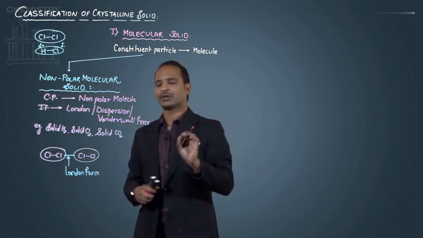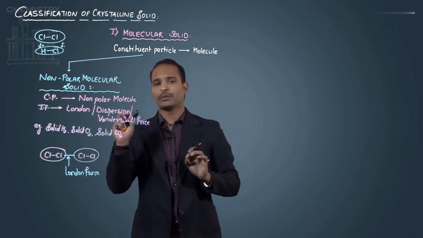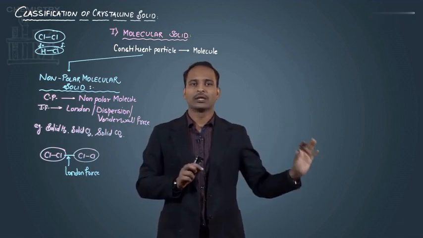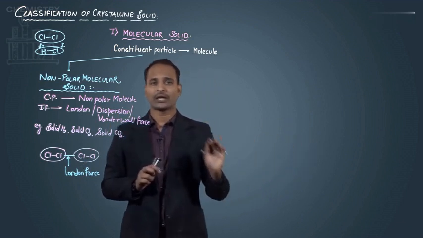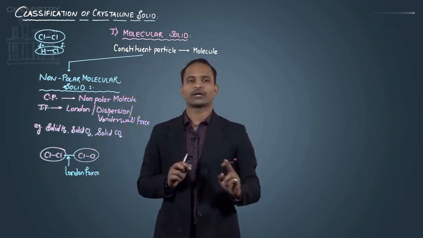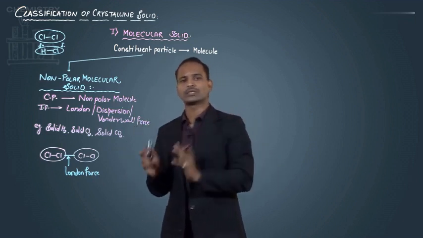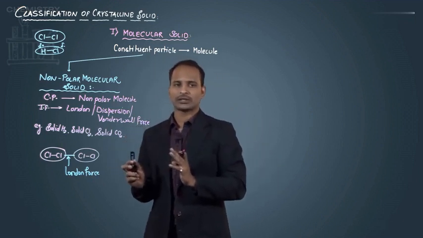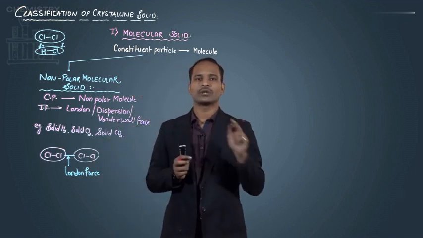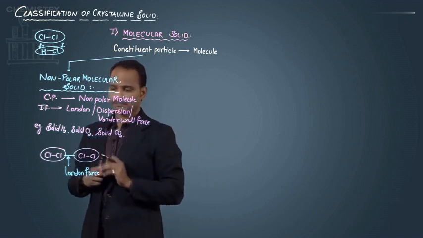But at the same time, I will say the van der Waals force of attraction becomes a stronger force of attraction as the size goes on increasing. Because in the case of iodine solid, which is again an example of a molecular solid, the van der Waals force of attraction becomes so strong that it holds the molecules in a solid state. The reason it becomes very strong in iodine is that the iodine molecule is very big.